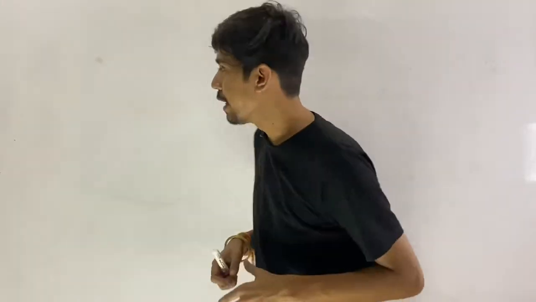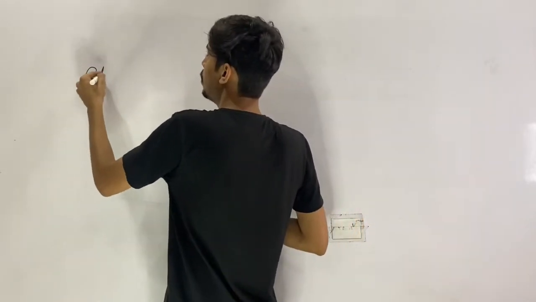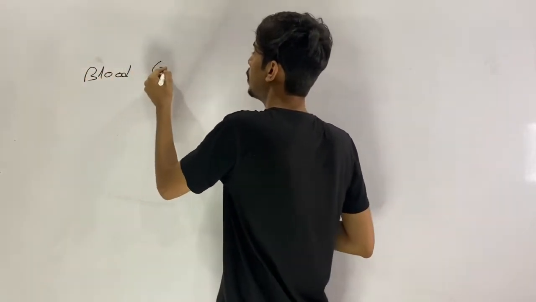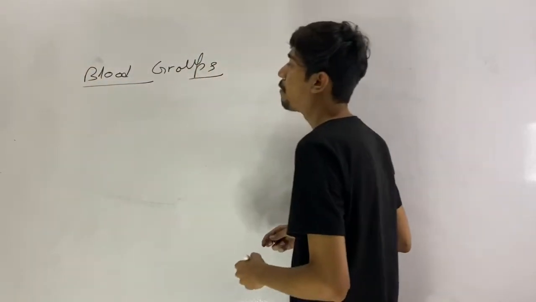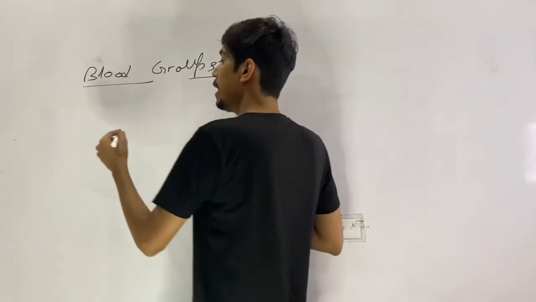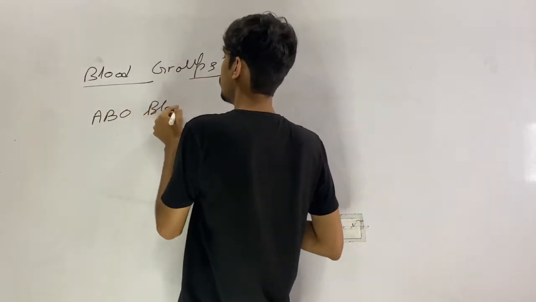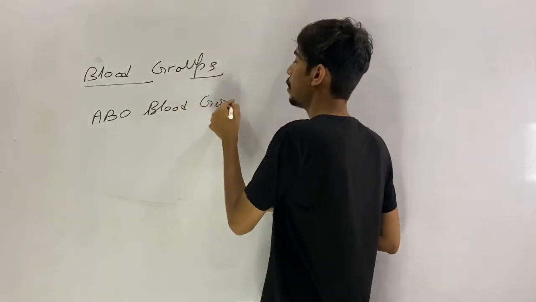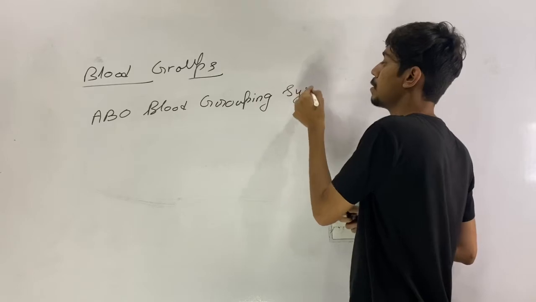Now moving on towards today's topic. Today's topic is the blood group system. We are going to do the blood groups, and the blood groups that we have in the syllabus are the ABO blood grouping system.